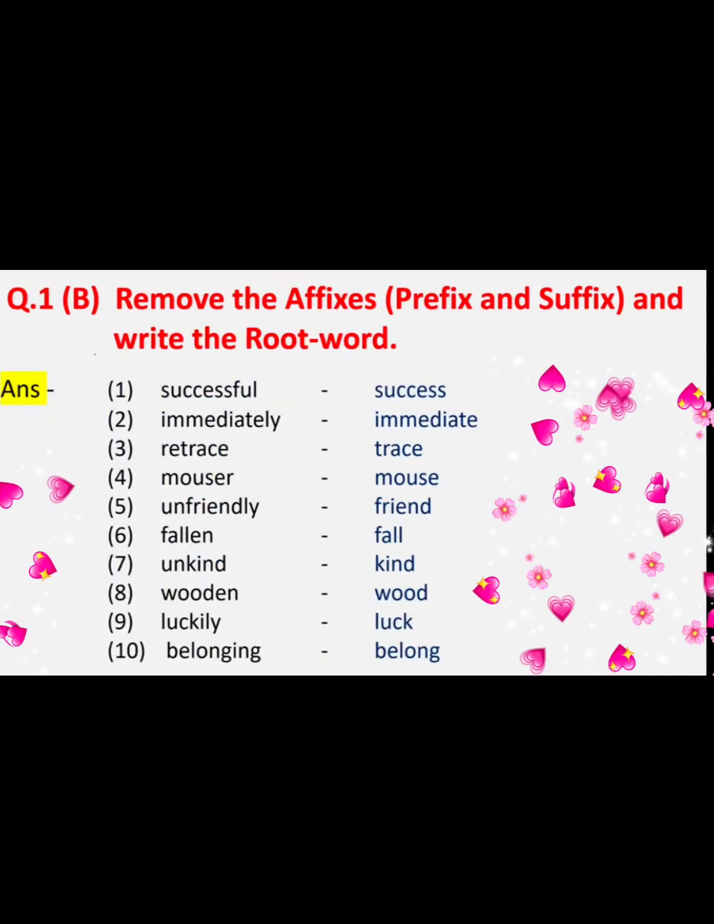Next is the affixes, which means we have to find the root word and remove the prefix and the suffix from the word. That is, from successful, it is success; immediately, immediate; retrace, trace; mouser, mouse; unfriendly, friend; fallen, fall; unkind, kind; wooden, wood; luckily, luck; belonging, belong. Only the root words we have written.